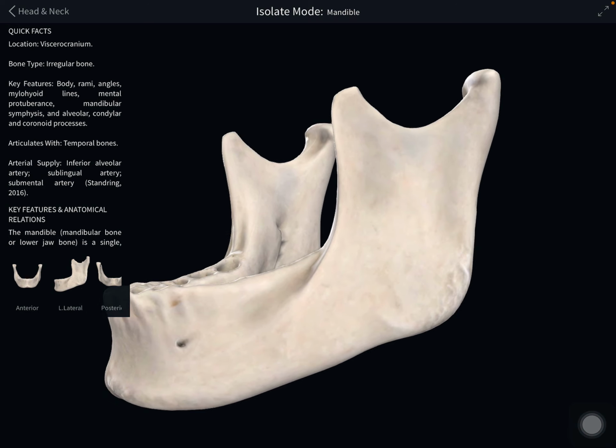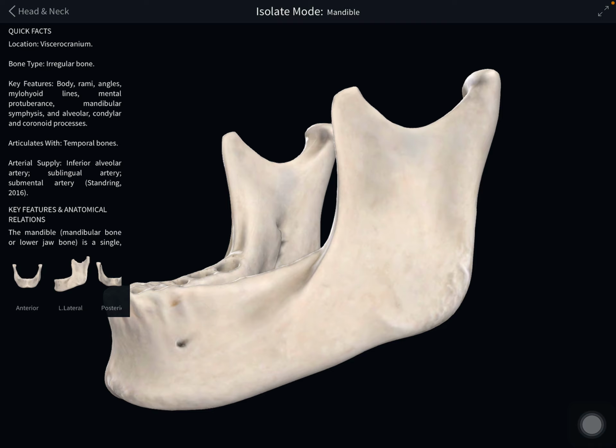The lateral surface, now what you are seeing is the lateral surface of the mandible. It is smooth except for the presence of a few obliquely oriented ridges. Most of this lateral surface provides attachment for the masseter muscle. The posterior and inferior borders of the ramus intersect to form the angle of the mandible, while the superior border, you can see, it is notched. That is called mandibular notch.